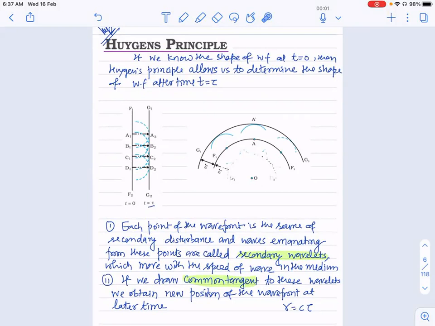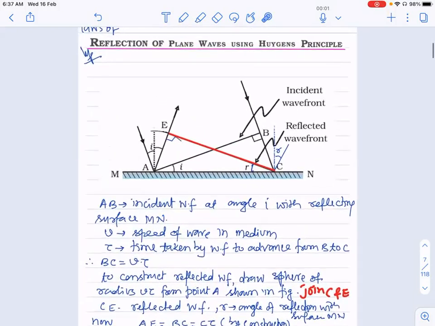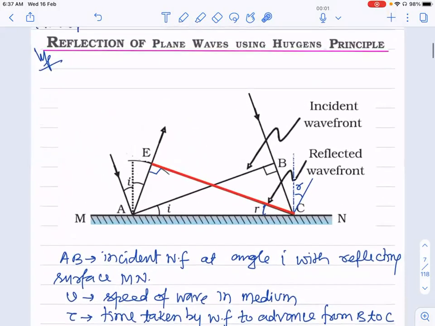Now, using this, law of reflection and refraction देखते हैं. Questions are generally asked: what is the Huygens principle? And using this, prove the law of reflection. Or we can say it is wave theory. It is nothing but a wave theory. According to wave theory, you have to prove the law of reflection.